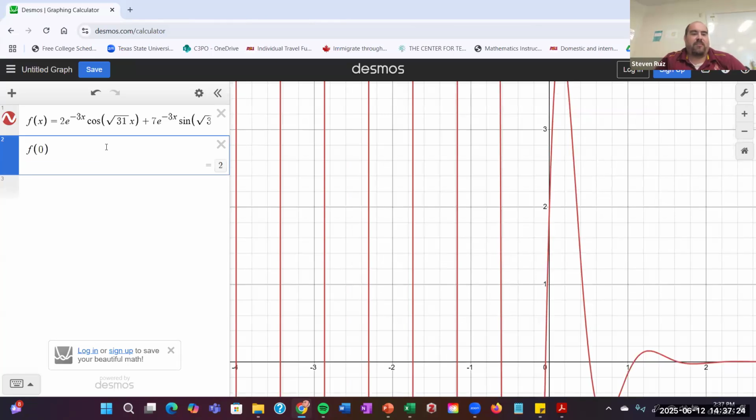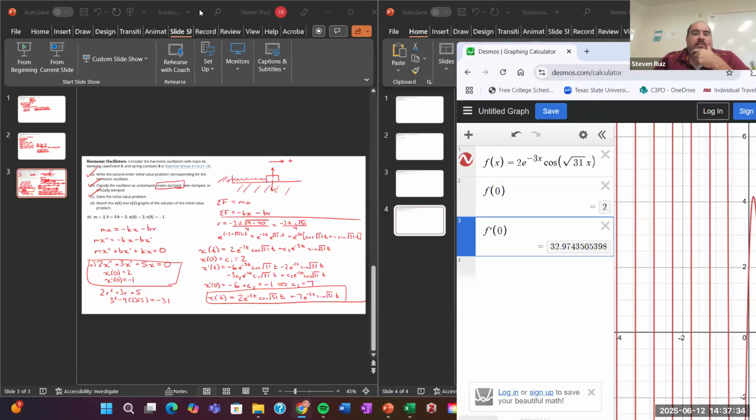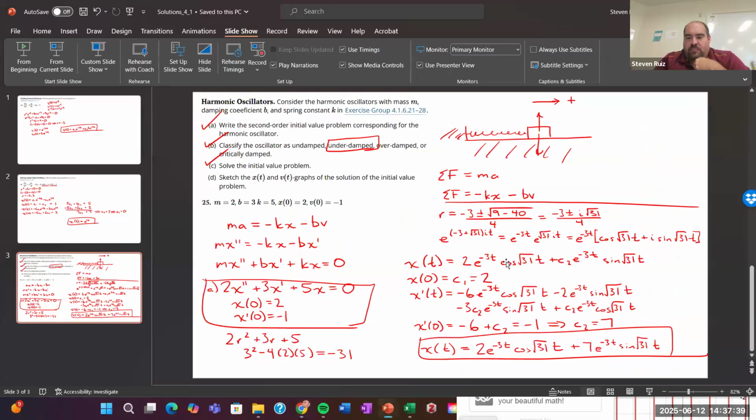So let's confirm our initial values. f of 0 equals 2. Our velocity at time 0, oh, that doesn't match. So let's go back and try to debug that. Did I do my derivative correctly? Oh no, I got all kinds of chain rule stuff that I missed out on. So let's go back and take care of that.